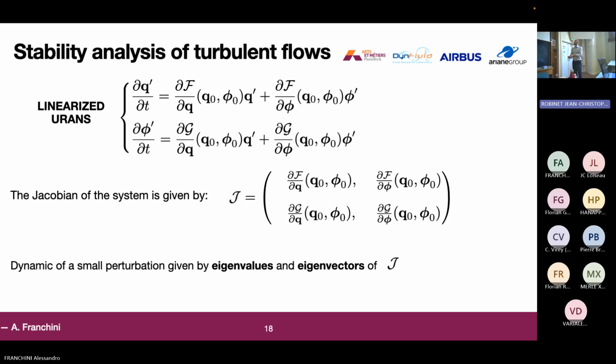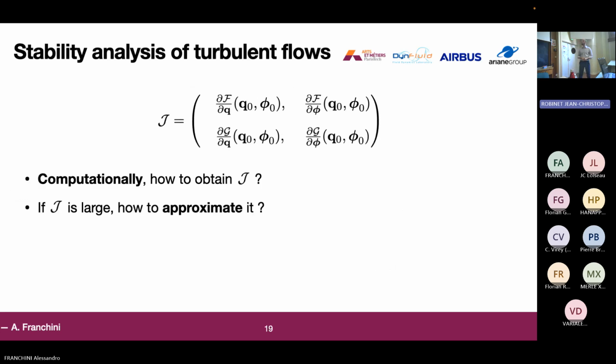So now, from this linearized equation, we can extract the Jacobian of this system, which is, again, the matrix made by these block matrices. And we know that in stability analysis, the dynamics of a small perturbation over this fixed point solution is given by the eigenvalues and eigenvectors of this Jacobian matrix J.